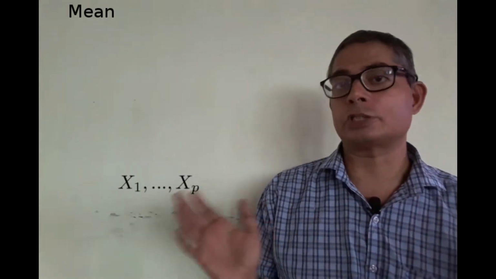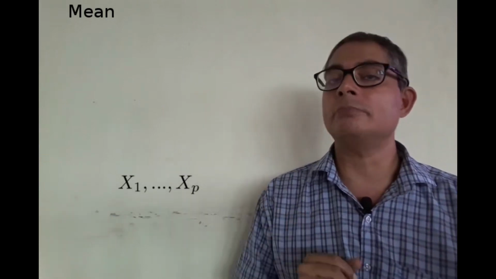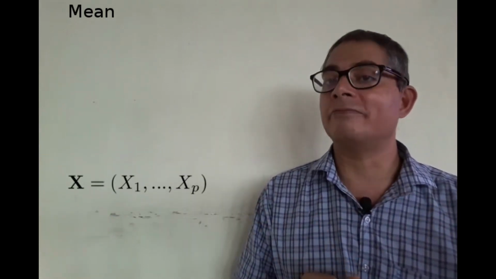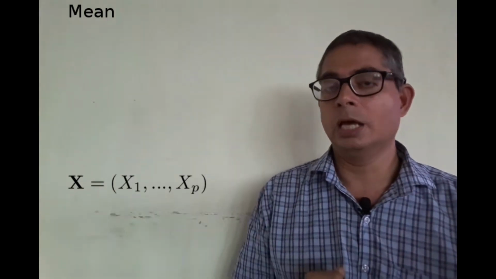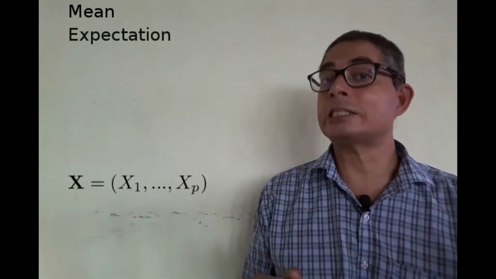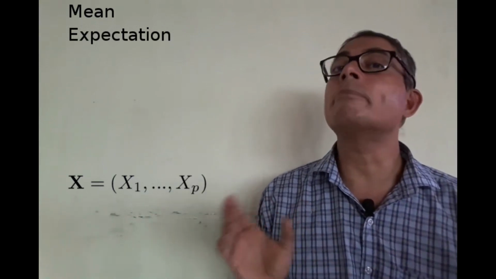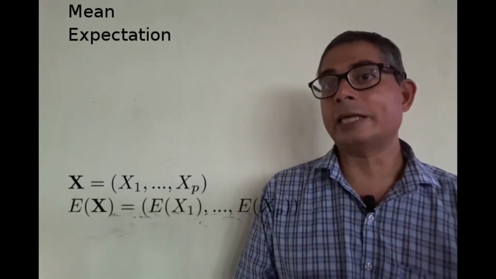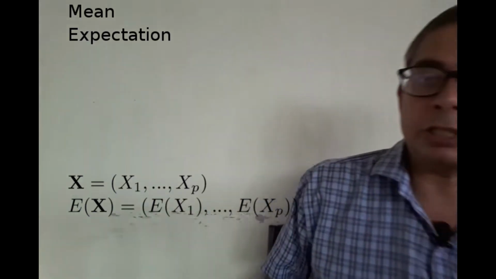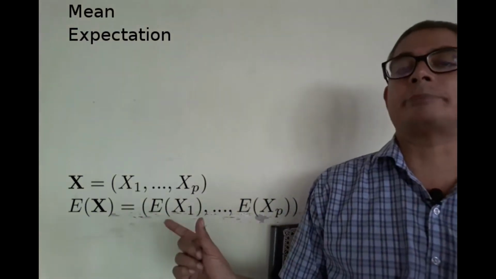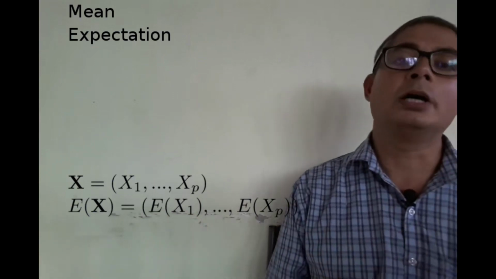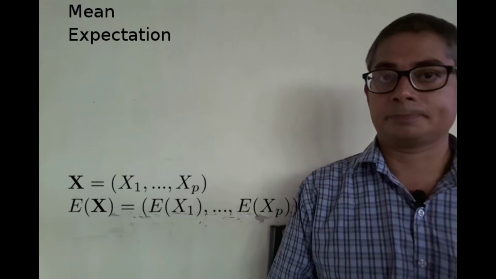Whichever approach we take, there are some basic quantities that we must learn about. First, we need to know about mean. If we have p variables x1 to xp, then we may bunch them into a p-dimensional random vector x. Its mean or expectation is defined component-wise. That is, expected value of x is a p-dimensional vector. The first entry is expected value of x1, so on all the way up to expected value of xp.